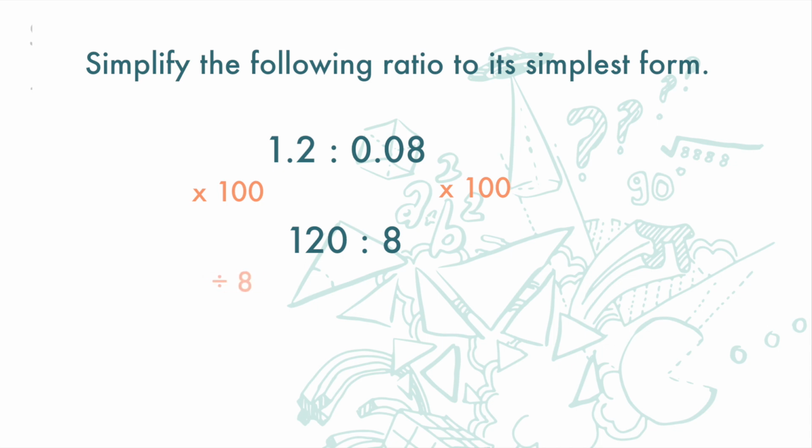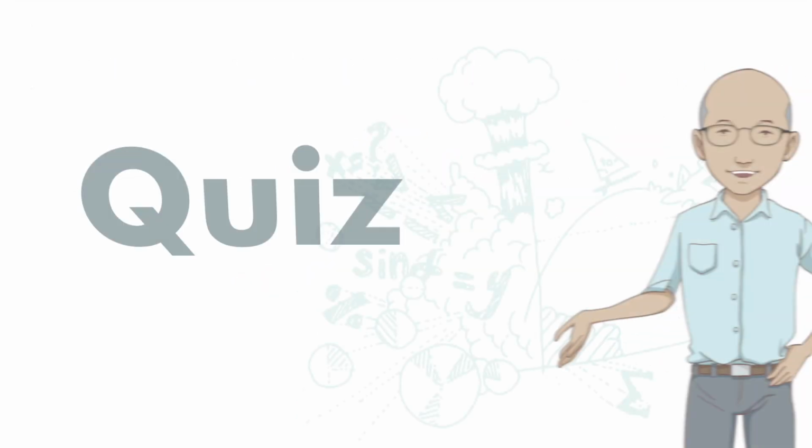120:8, and then we divide the ratio by 8 to get 15:1. This is the simplest form of this ratio. Please do the quiz.